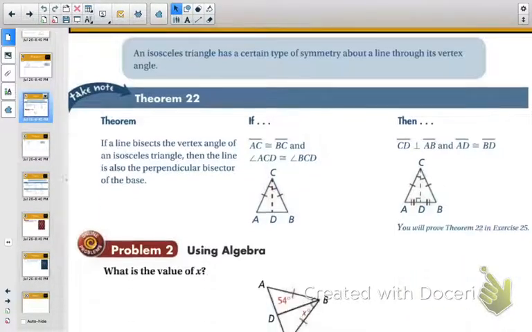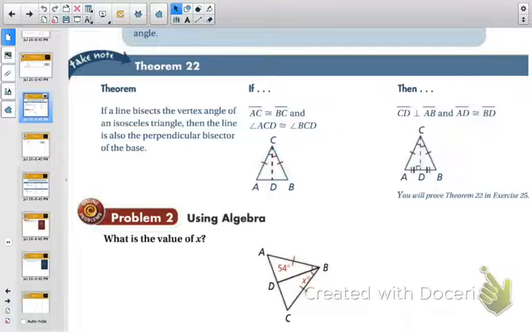Okay, an isosceles triangle has a certain type of symmetry about a line through its vertex angle. So this is theorem 22, and it doesn't really have a specific name. It says if a line bisects the vertex angle of an isosceles triangle, then the line is also the perpendicular bisector of the base. So if the line cuts the vertex angle in half, then it also cuts the base in half at a right angle.